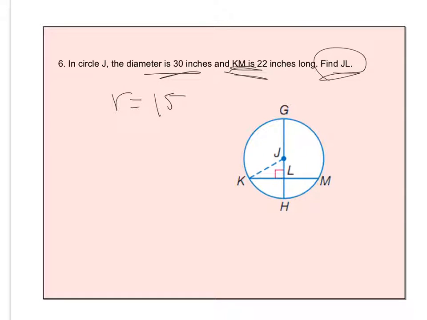KM is 22 inches long, but it's perpendicular. So that means it gets cut in half. That means this is 11 and this is 11. Okay? My radius is 15. Radius doesn't change no matter where I am. So that's 15. But guess what? This is also 15.